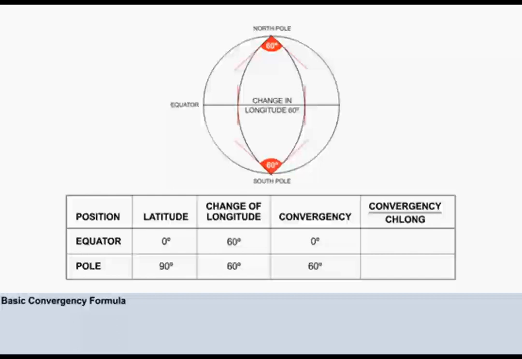Divide the convergency by the change of longitude in each case. At the equator, this is 0 degrees of convergency divided by 60. The answer is 0. However, at the pole, we have 60 degrees of convergency divided by 60 degrees of change of longitude. The answer is 1. Look at these angles and these numbers. This is a sine relationship.